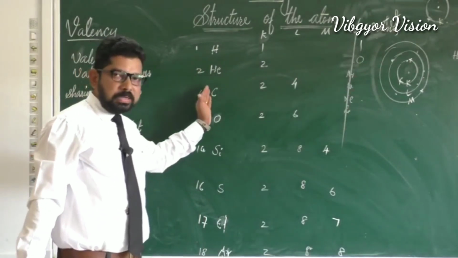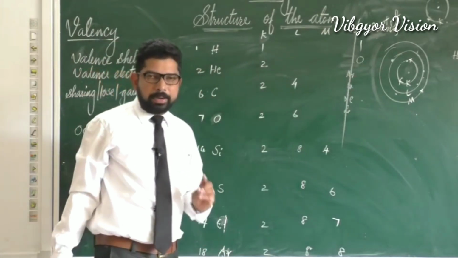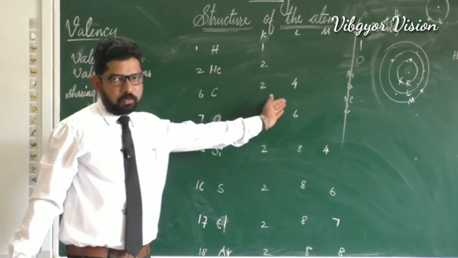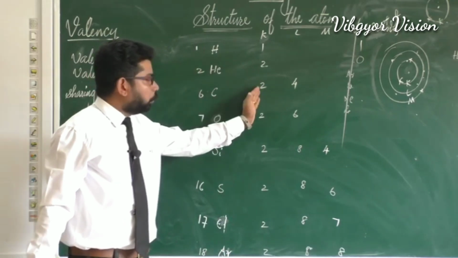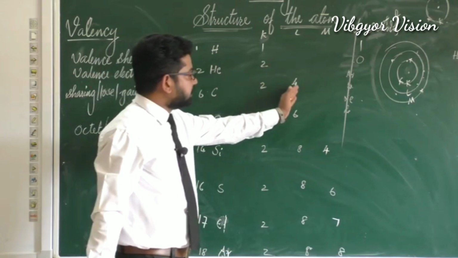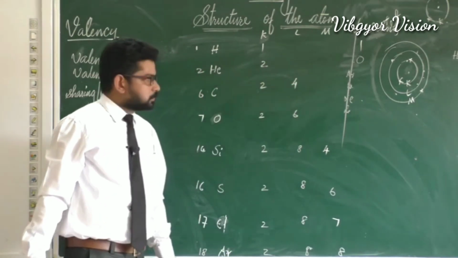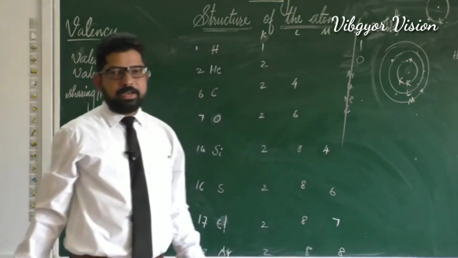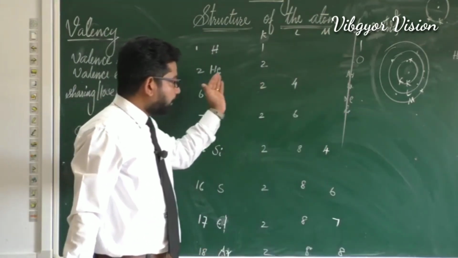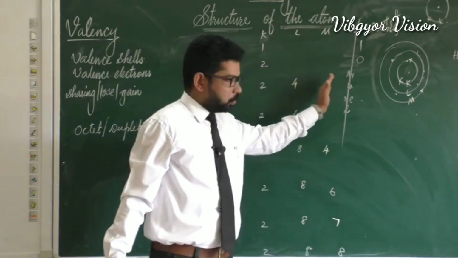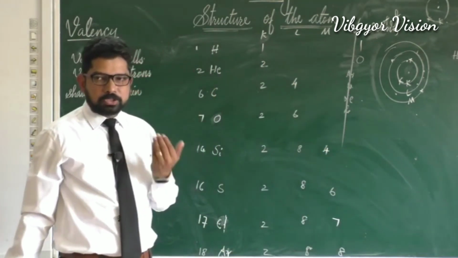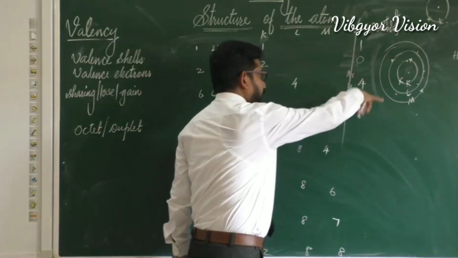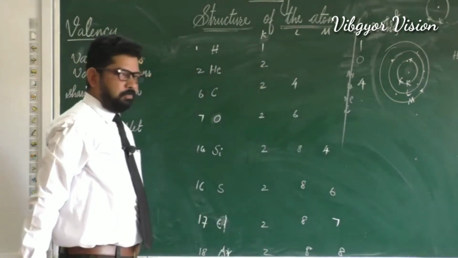Now let us go to carbon. Atomic number of carbon is 6. So let's write the electronic configuration of carbon: 2, 4. In K shell there will be 2 electrons and in L shell there will be 4 electrons. To get the 8 electrons, what do they need? In the case of carbon, they have to share 4 electrons to get the stability. So valency of carbon is 4.